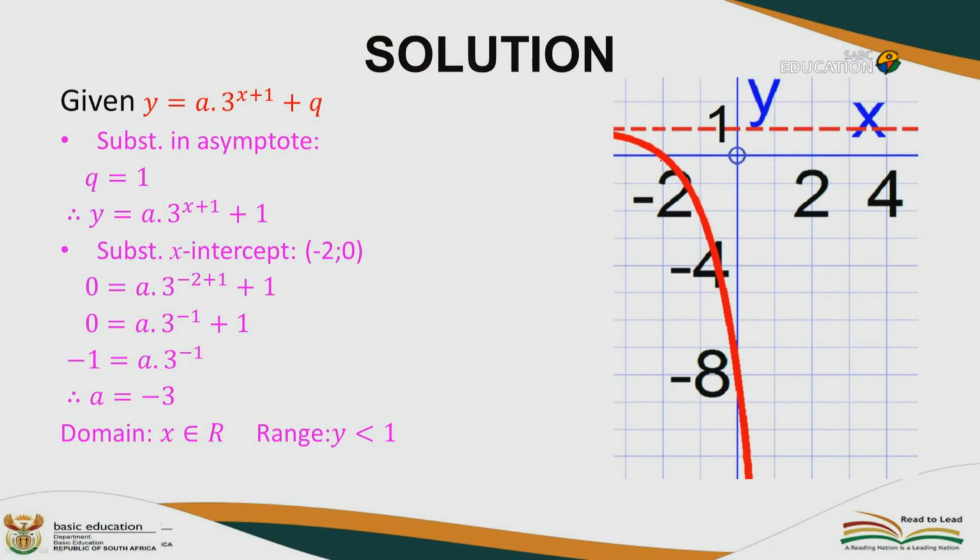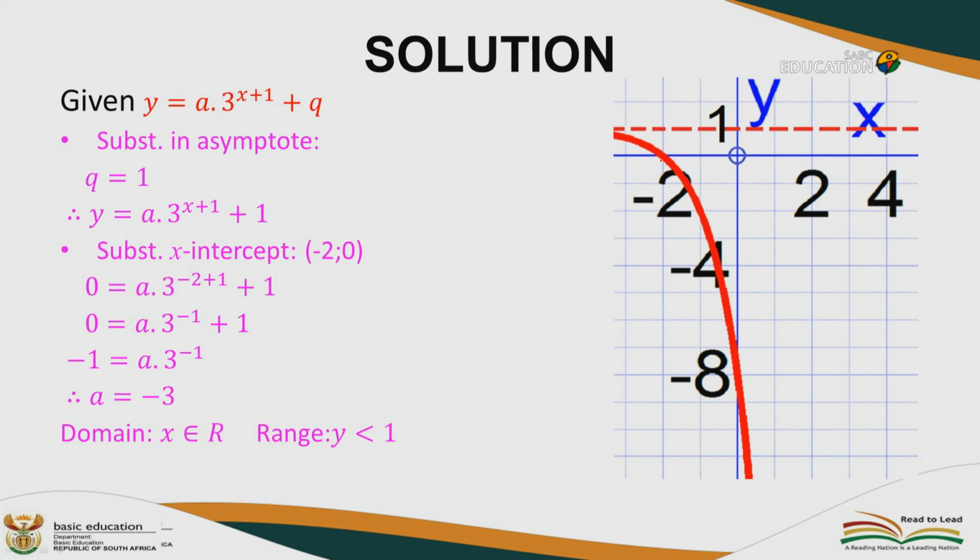Now, we substitute the asymptote. We could read it off the graph, and we could see it in the information that is given to us. So our asymptote is 1. So we first start by substituting the asymptote. Remember, we use the information that is given to us. Our asymptote is 1. We substitute.